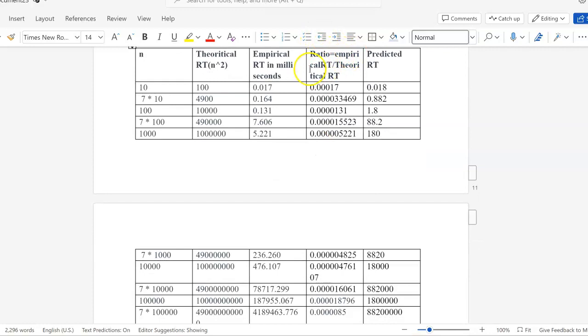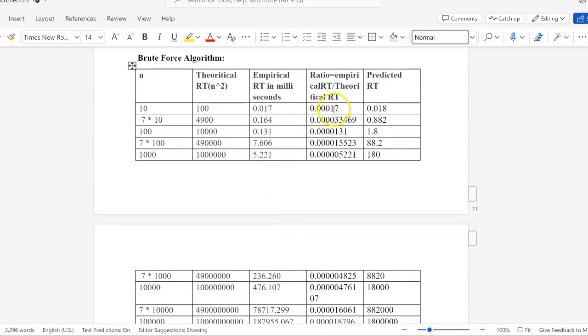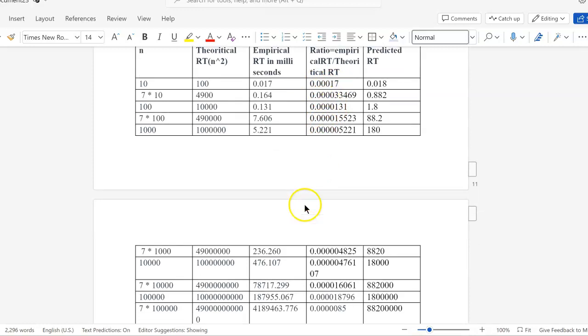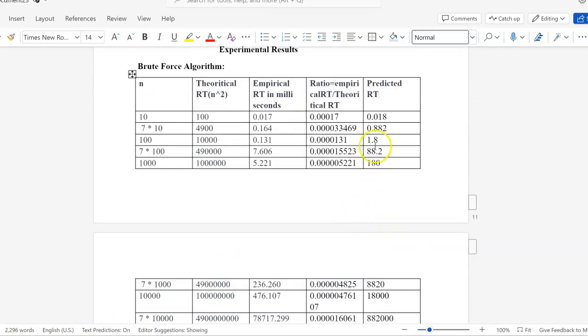And the ratio is nothing but empirical RT by theoretical RT. That means this one by this one. And for the predicted RT, we have one formula. These are the values of R1, R2, R3, R4. Now C1 is nothing but the maximum of all these values. Of all these values, the maximum one is 0.00018. So while calculating the predicted value of RT, we will multiply this value by the theoretical RT. And this is the predicted RT result for the brute force algorithm.